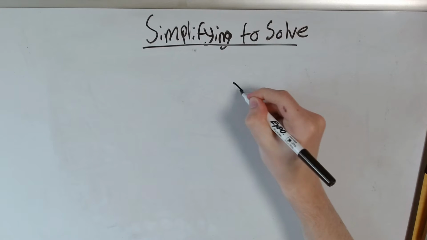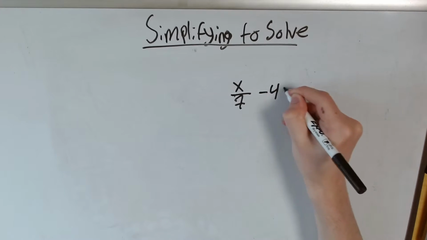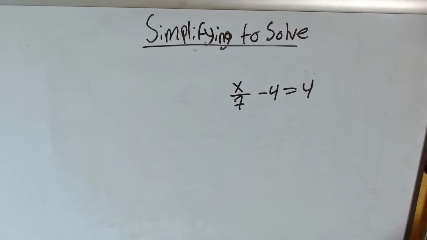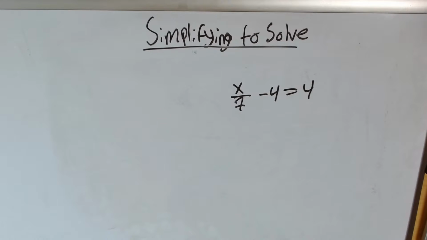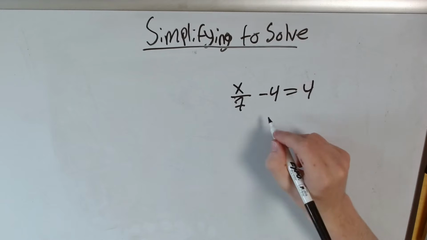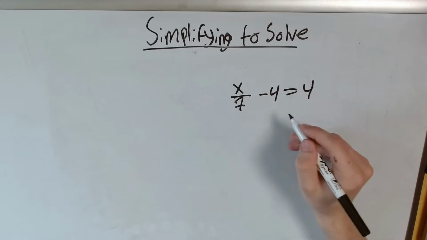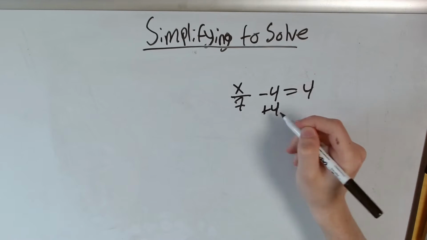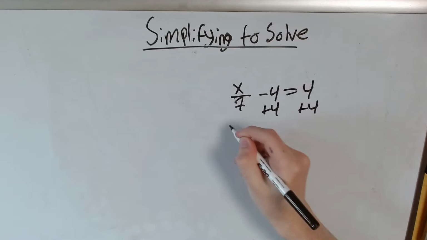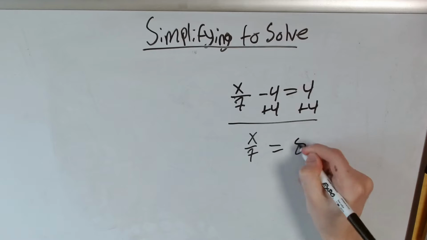Let's do x over 7 minus 4 equals 4. Now, don't worry that this is a fraction. As you'll soon see, we're going to use the exact same process. So, first, we get rid of addition and subtraction. That means we want to get rid of this negative 4. How do we get rid of this negative 4? We add a 4. Look at this, 0. But remember, we have to add the 4 to both sides. So now we have x over 7 equals 8.